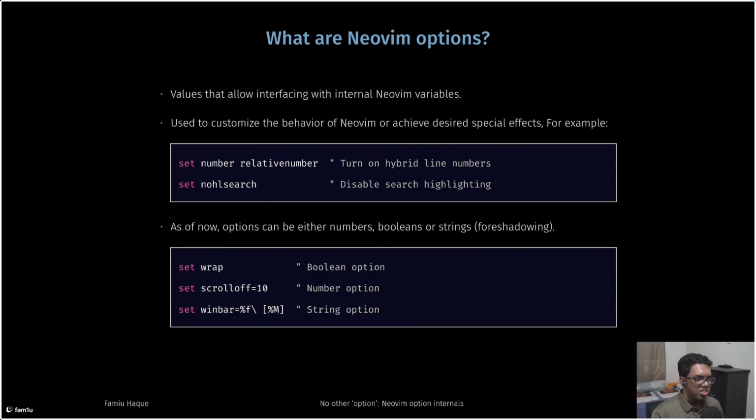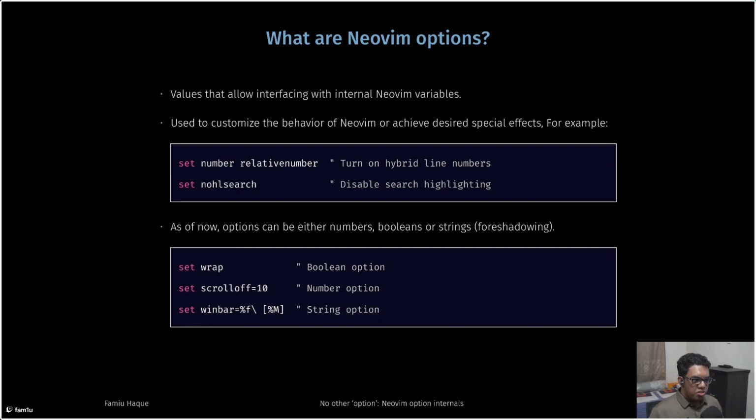They're used to customize the behavior of Neovim or achieve desired special effects. For example, like we have this example here, set number, relative number. This turns on hybrid line numbers. And then we have set no hlsearch to disable search highlighting. So it basically allows you to modify how Neovim behaves.